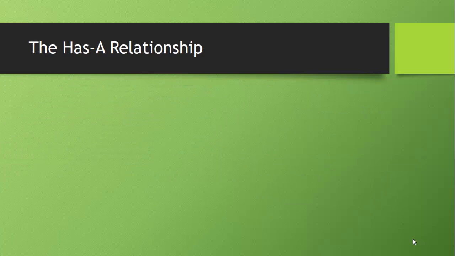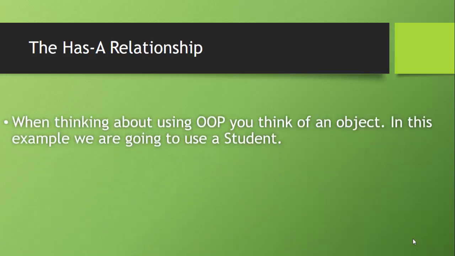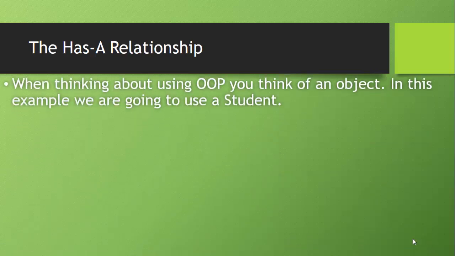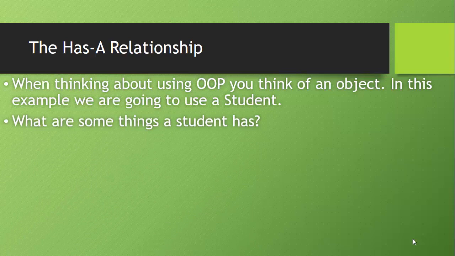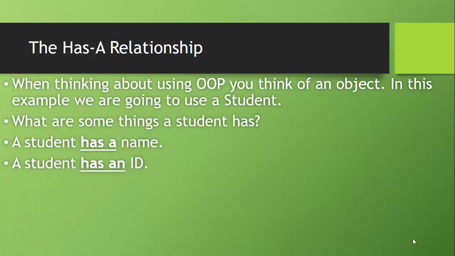Now, when you're talking about object-oriented programming, you need to think about the has-a relationship. When you think of an object, you need to ask yourself, okay, what does it have? So in this example, we are going to use a student. So I'd ask myself, what are some things a student has? Well, a student has a name. A student has an ID. A student has a grade level.